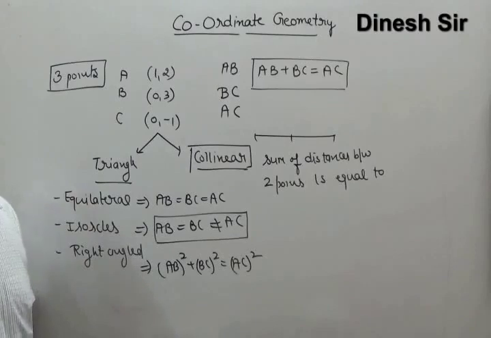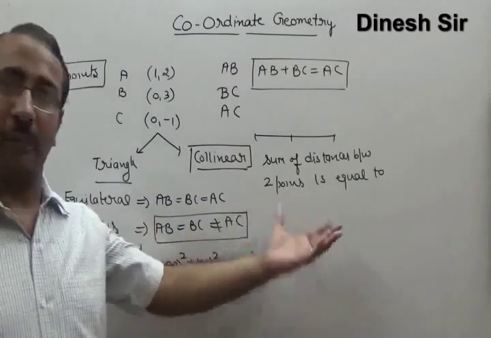I hope the idea is clear. That simply means that whenever 3 points are there, first we have these 2 varieties of questions. First you have to prove whether the points are collinear.